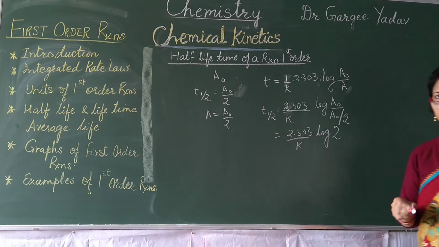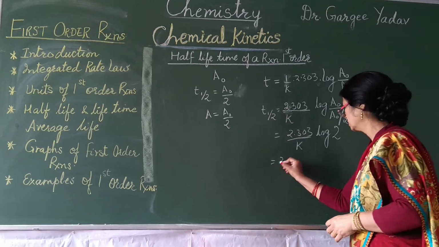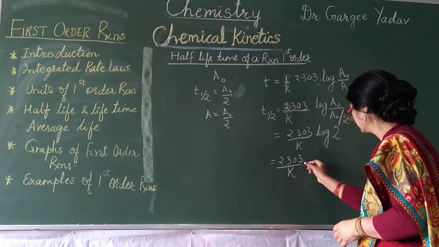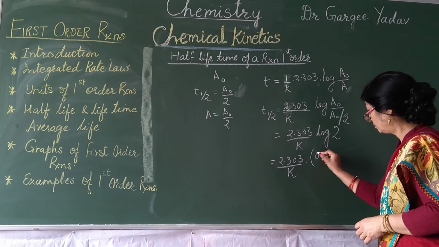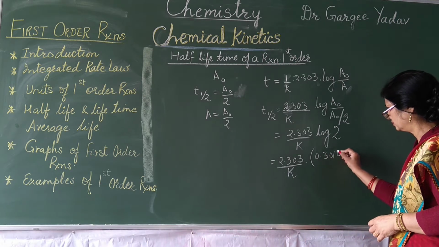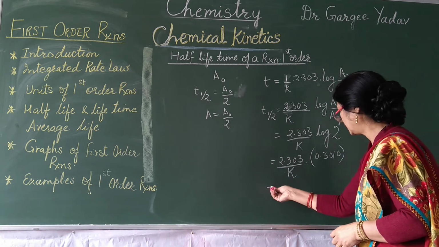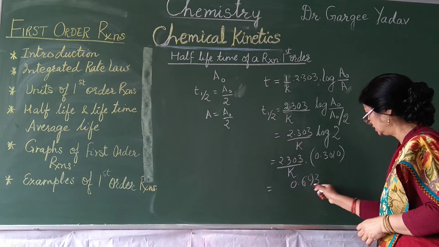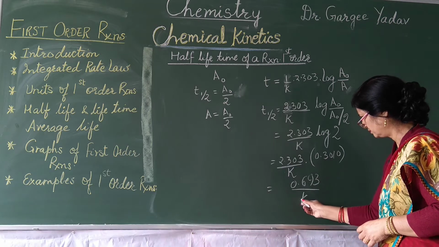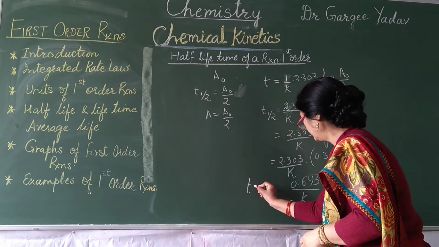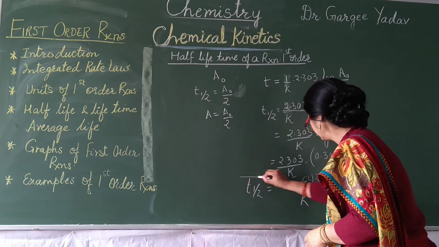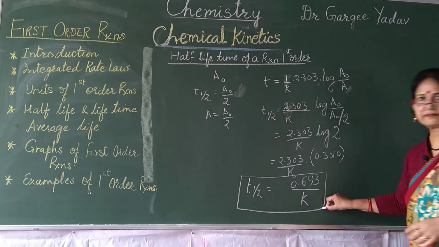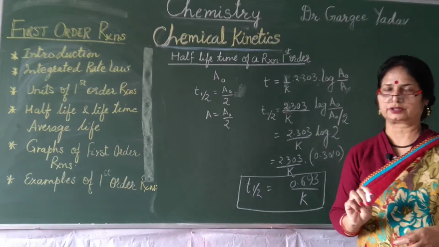And we all know the value of log 2 is, how much is the value of log 2? It is 0.3013. If you calculate it, and it will come out to be 0.693 upon K. So this is the value of our half life. This is our half life for a first order reaction.